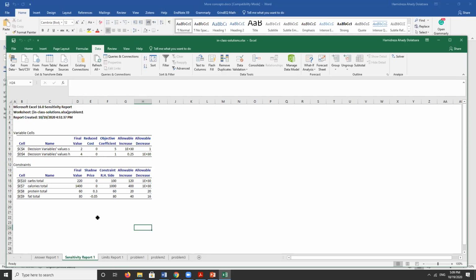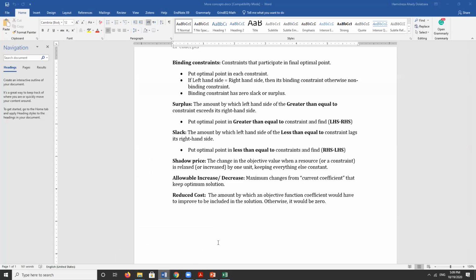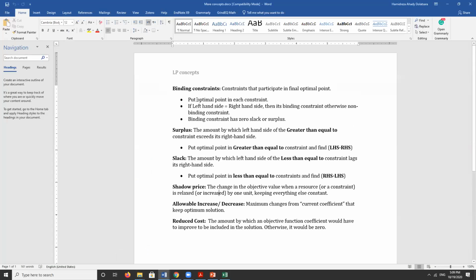Basically, what I'm talking about is generally called sensitivity analysis. So we can talk about binding constraint, surplus, slack, shadow price, allowable increase or decrease. Just see how sensitive our optimal solution is.